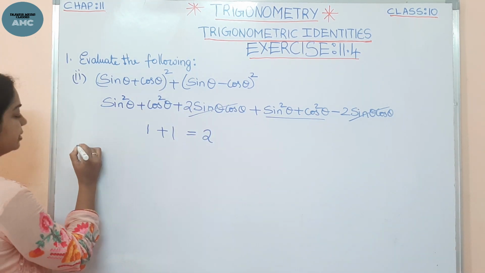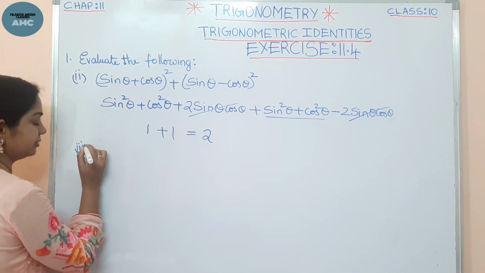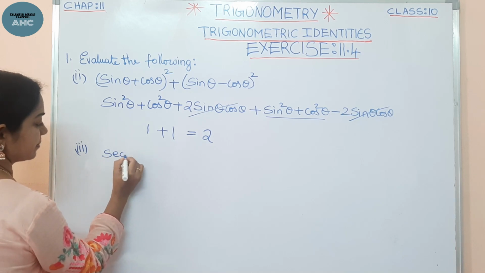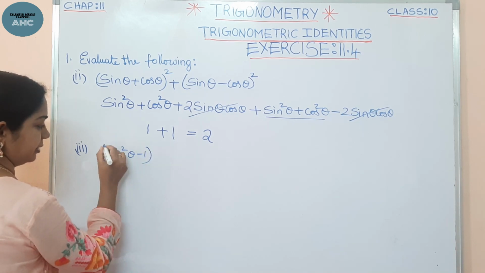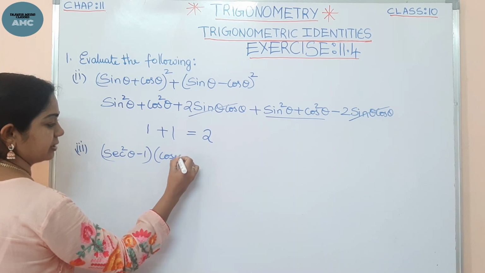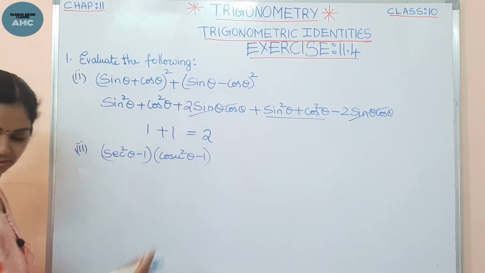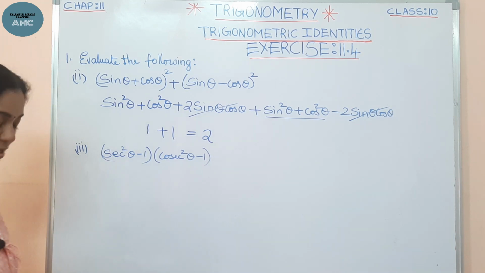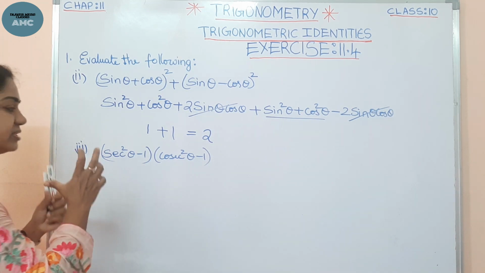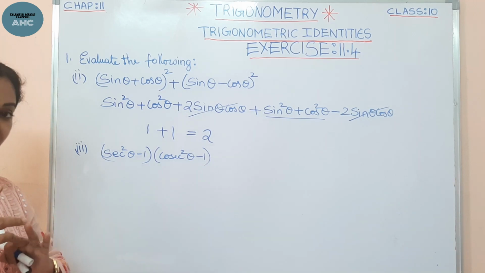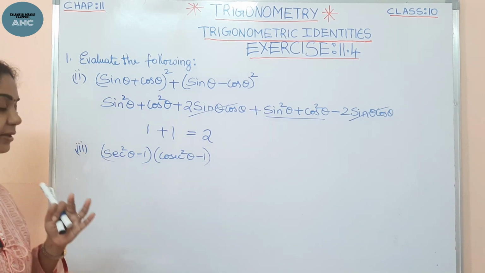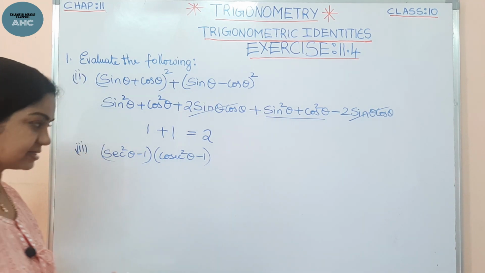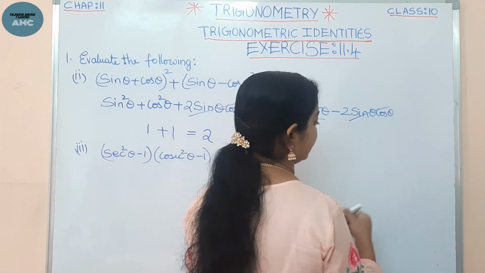Now let's see the third part, the third bit here, given in the textbook: (secant square theta minus 1) into (cosecant square theta minus 1), isn't it? The third bit, right? Secant square minus 1, cosecant square minus 1. Now here, if secant and tan are involved, we have to go for the second identity, and if cosecant and cot are involved, we have to go for the third identity. So let us see this in the rough part.